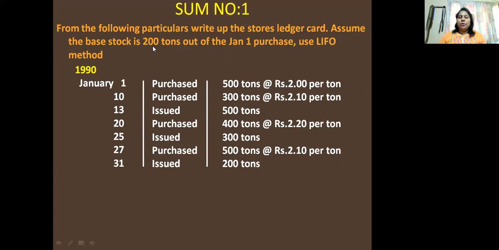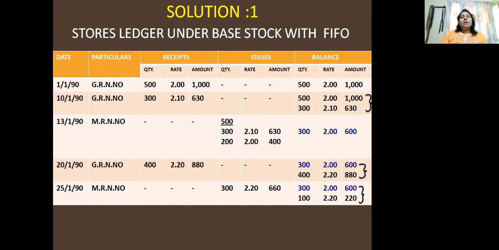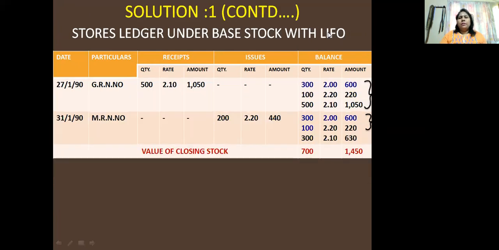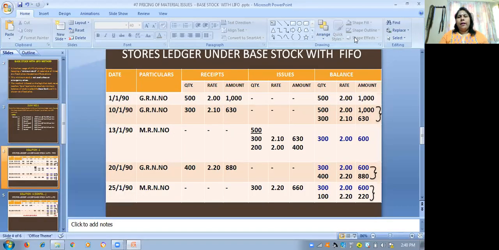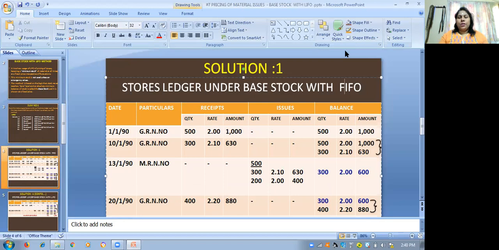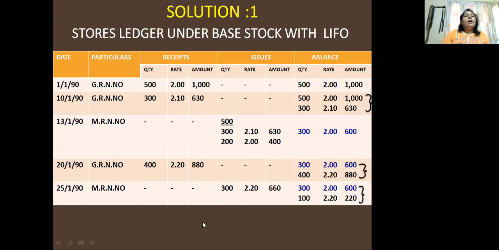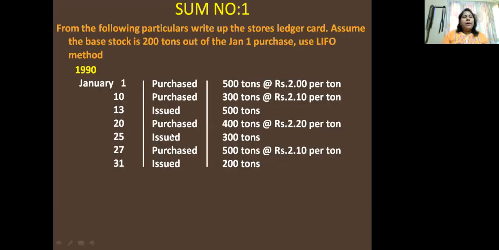Let me check the solution as per the LIFO method. So I have the same columns. The heading is stores ledger under base stock with FIFO method. So again, I made a mistake here. Once again, the heading I need to change. That is LIFO. Okay. Sorry for the mistake. Okay, fine.